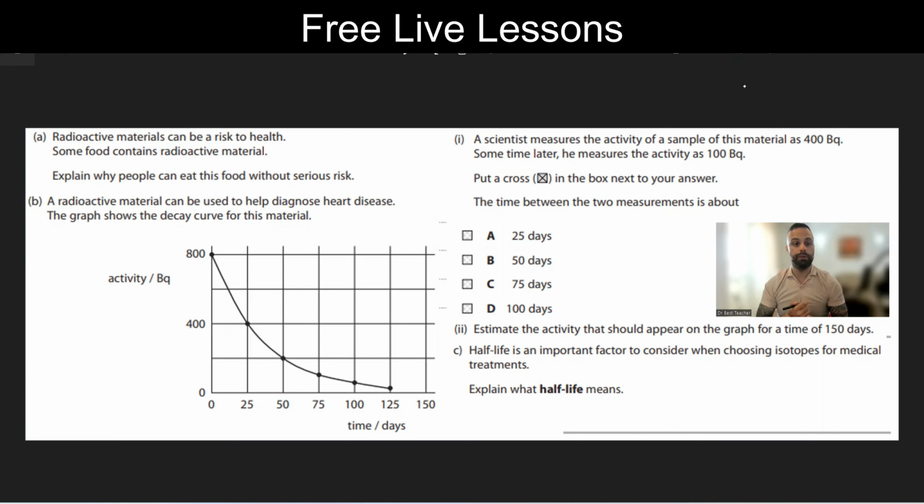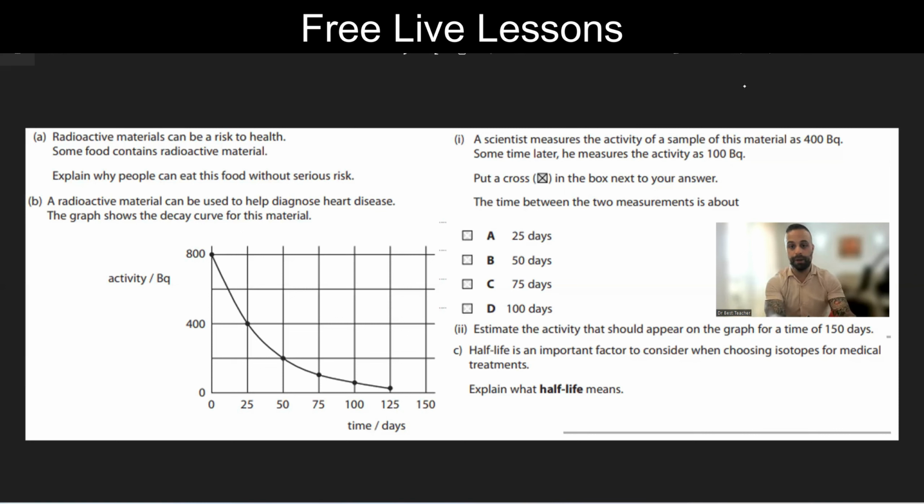Explain why some people can eat food without a serious risk, even though it's radioactive. Well, the food you eat generally has radiation in it, but it's not in high enough quantities to cause much damage. This is why some people prefer to eat non-GMO foods and go basically raw, without pesticides and herbicides, because they could be carcinogenic. We just don't know. But the answer they were looking for is a small percentage of material. The activity is less than the background radiation. You've got background radiation all around you, and it's not going to cause serious risk.